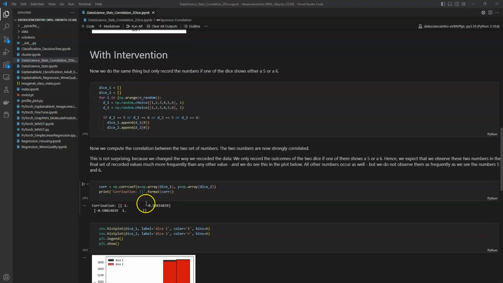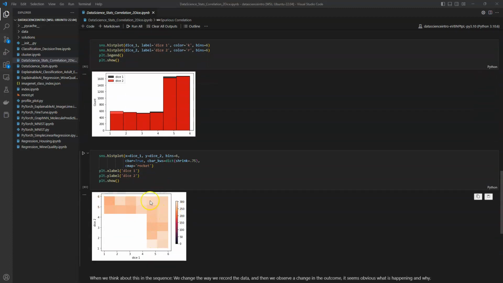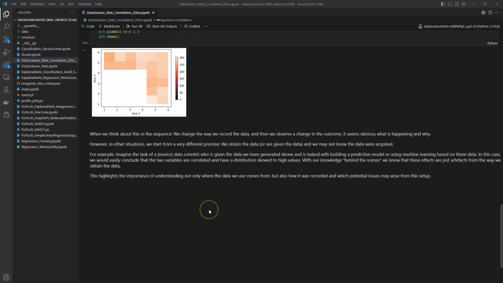They're fairly strongly negatively correlated, and this is because we can only record the number if there's a 5 or 6 present. So although the dice themselves are, of course, uncorrelated, the way we record our data has a strong impact. When we look at a histogram, we can also see that now, of course, the numbers 5 and 6 are much more prevalent compared to all the other numbers. And if you look at the 2D histogram, we see this funny box shape. We can think of it like we change the way we record the data, and then we observe a change in the outcome.